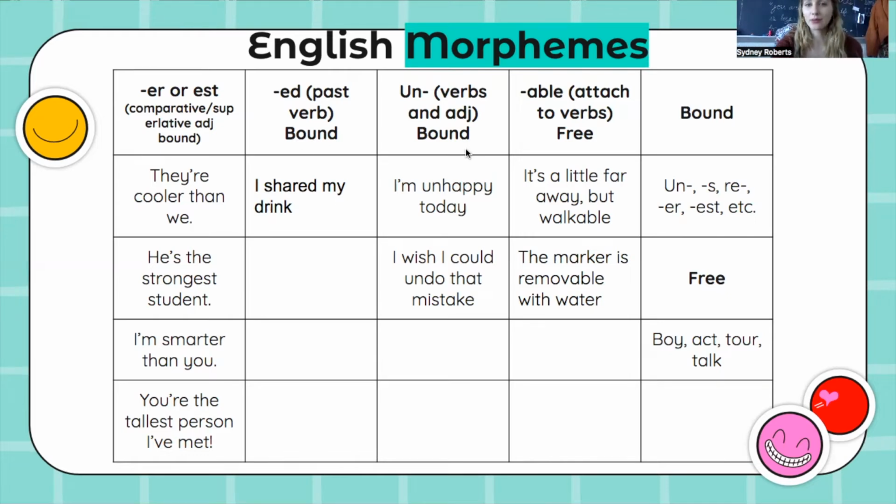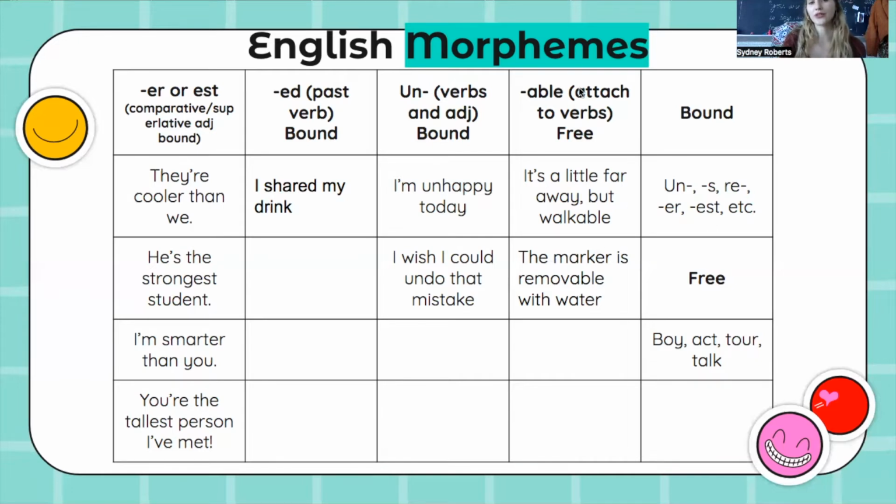We have un as a prefix on verbs as well as in adjectives to indicate some sort of negation. So I'm unhappy today means that I'm not happy. I wish I could undo that mistake. So we can see this, like I said, with verbs and adjectives. Then we have the affix able. We attach this to verbs. It's a little far away, but walkable, we can see we're turning it into a way to describe how easily you can get to and from. The marker is removable with water, kind of turning it into a descriptor.